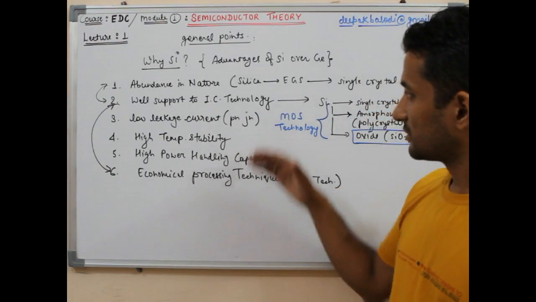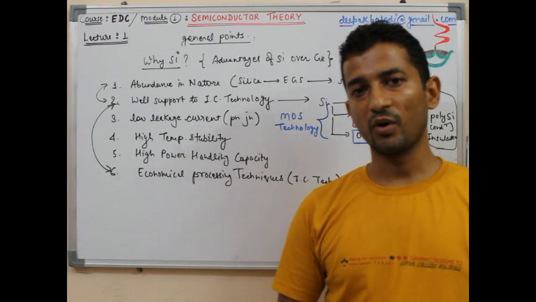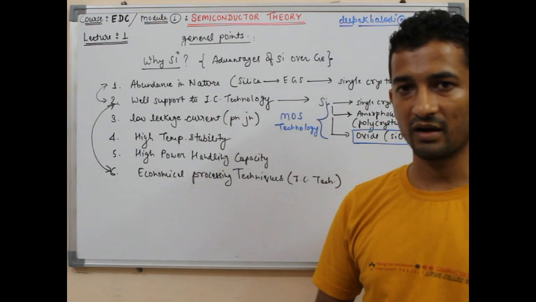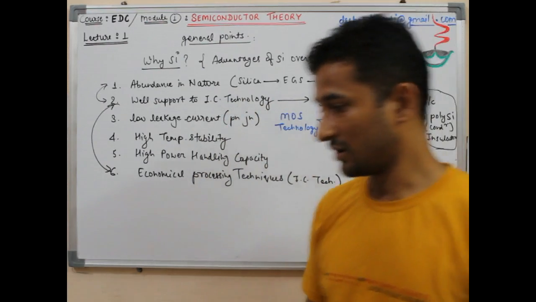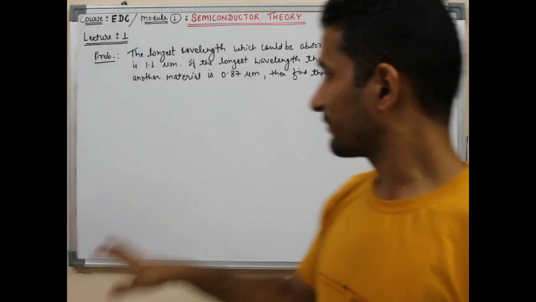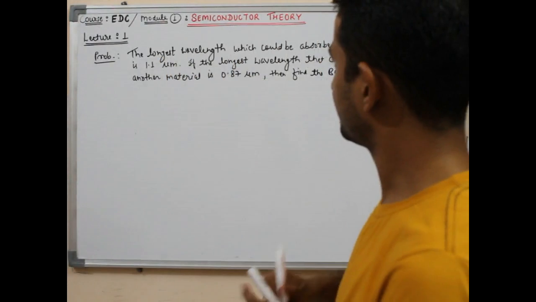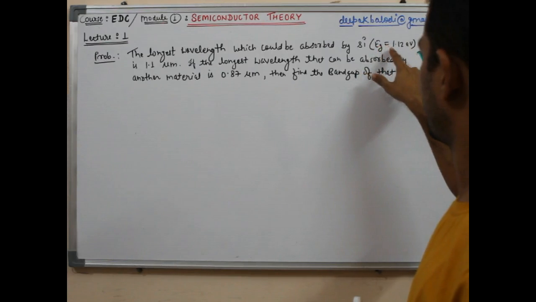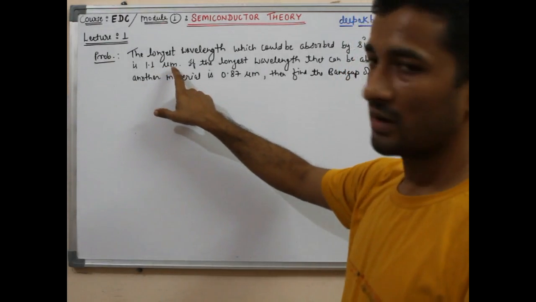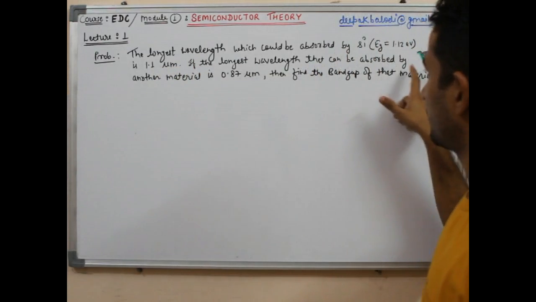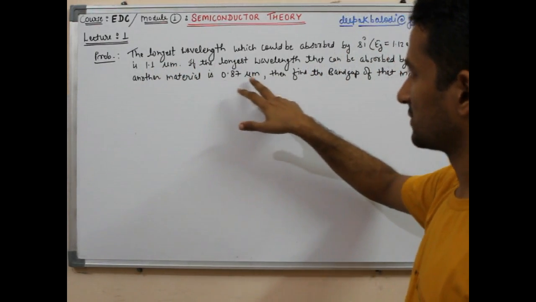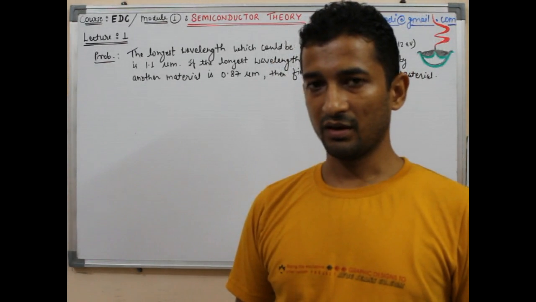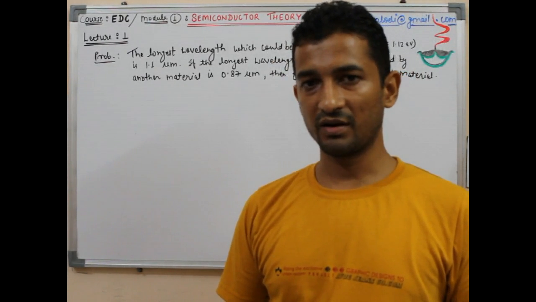So with this, all the theoretical points have been almost completed. We will very quickly see one numerical which will refresh our understanding of this lecture. Okay, this is the problem. It tells the longest wavelength which could be absorbed by silicon, which has the band gap of this, is 1.1 micrometer or micron. If the longest wavelength that can be absorbed by some other material is this much, then find the band gap of that material. Now we have to understand how the absorbed wavelength is related to the band gap.